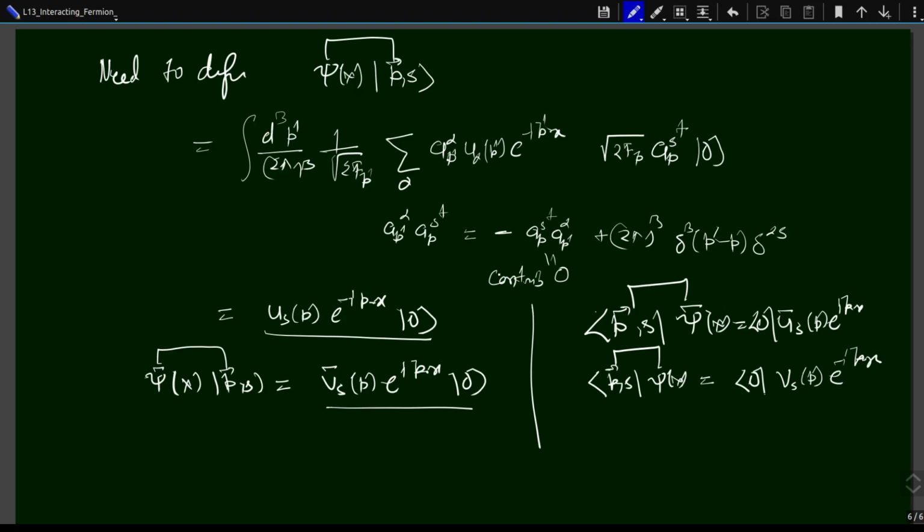So here we stop for this part. This is the second part of the interacting fermions. Then we go for the Feynman rules for Yukawa theory, basically full Yukawa theory.